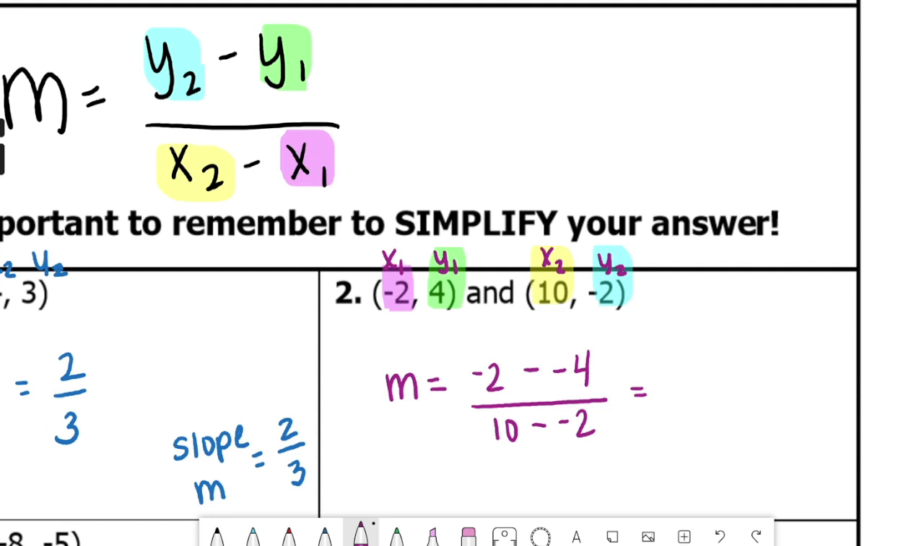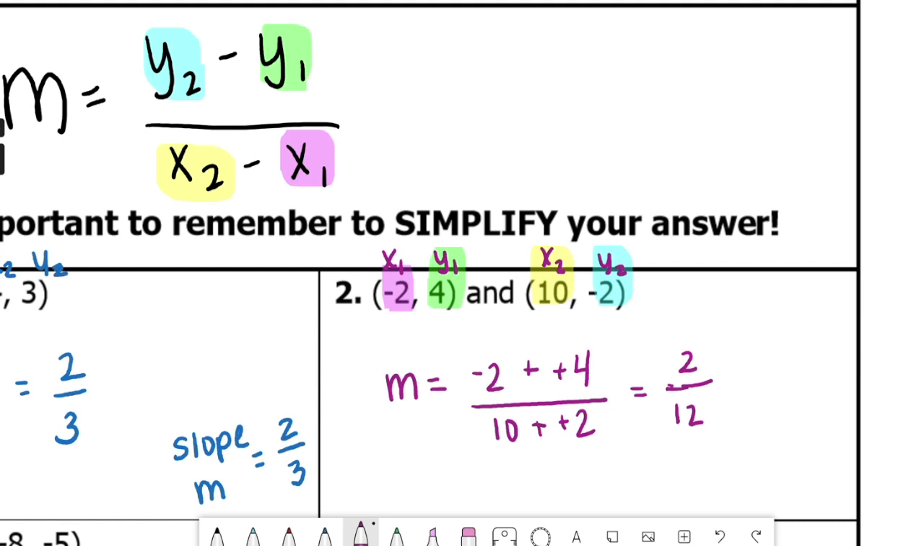So when we do this, if we have -2 minus a -4, it's the same as really adding a +4. So -2 plus 4 is just going to be +2, over 10 minus a -2, which is the same as adding a +2. So 10 plus 2 is simply going to give us 12. Even though in our coordinate pairs we had a negative number in both of them, one in the x and one in the y, our slope is still positive. That's important to note here as well.